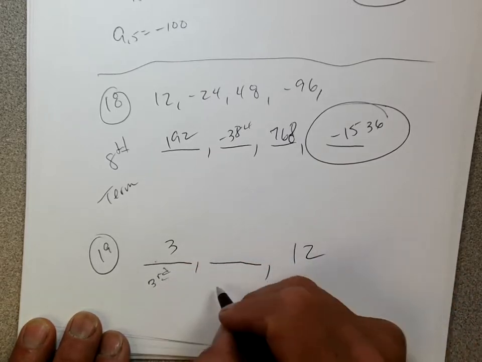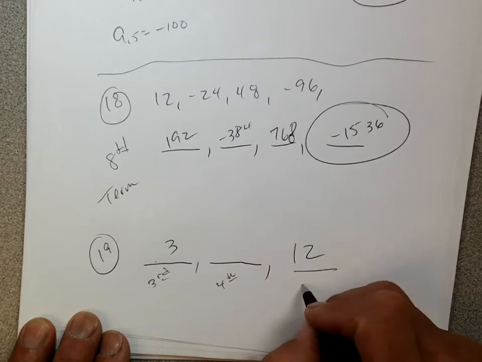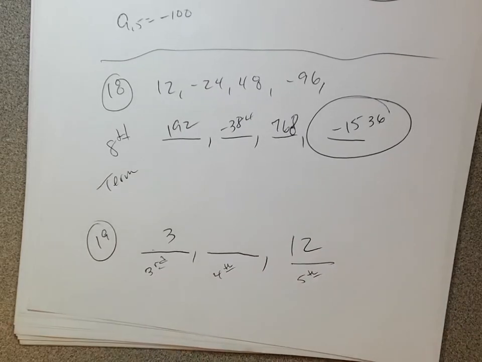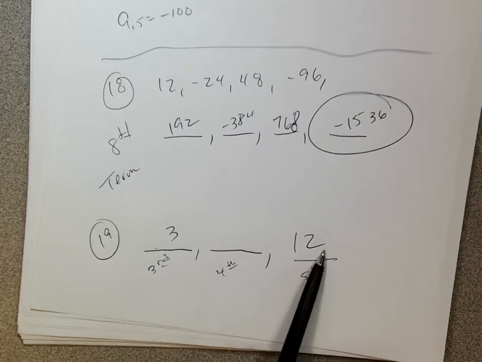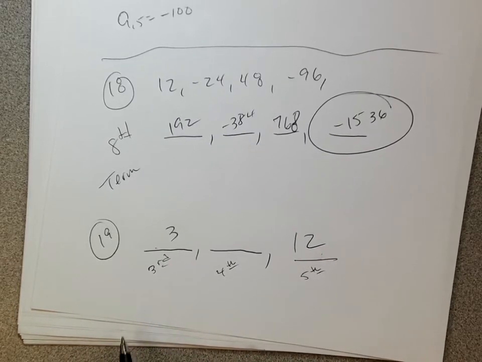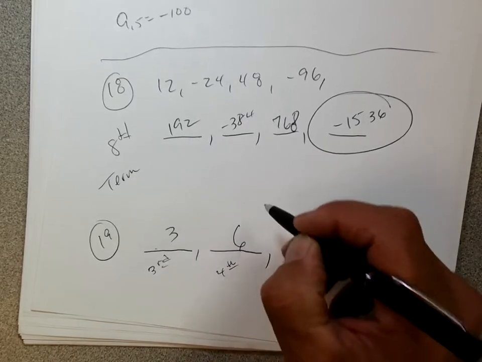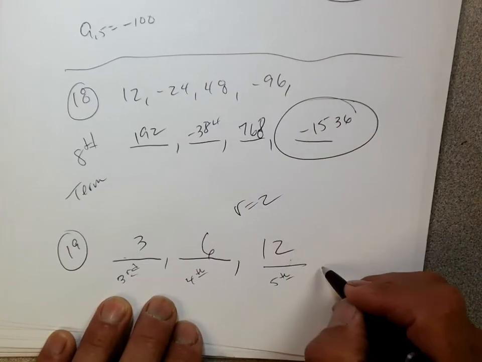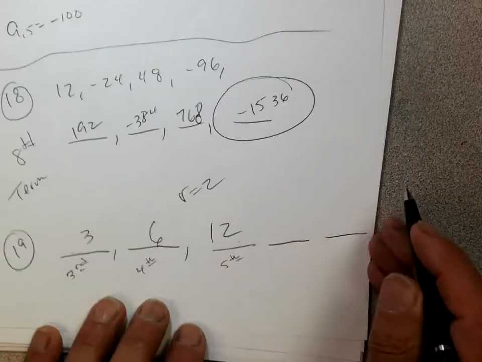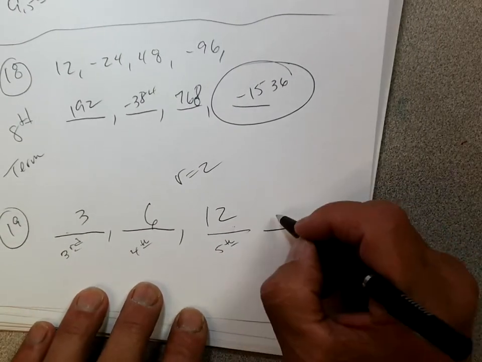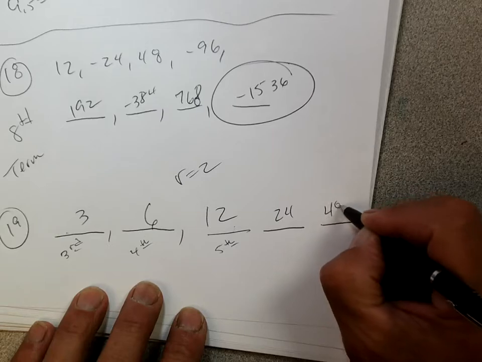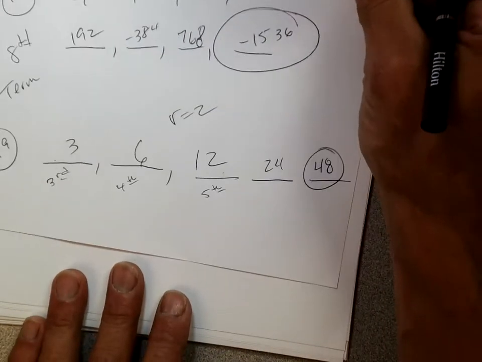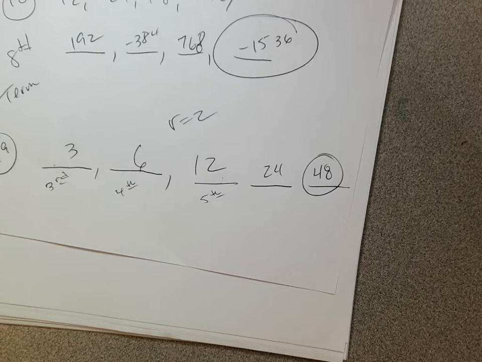3rd, 4th, 5th. Okay, so what do you think's going on? How are we getting from here to here, here to here? It's geometric. Any guesses? Multiply by 2. Yeah, so we get 6. So if r is 2 and we need the 7th, let's just do it. That's the 5th, 6th, 7th, right? 24, 48. That was so easy. Wasn't that easy?